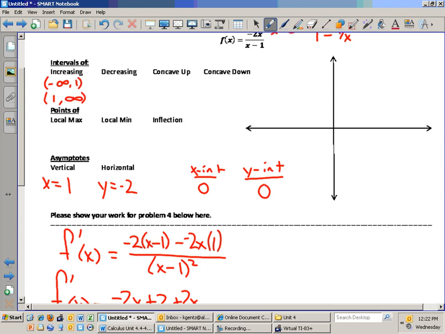Where is this function decreasing? Never. I don't have any points where the derivative is equal to 0. Do I have local maxes or mins? Never. That made quick work out of that, didn't it?